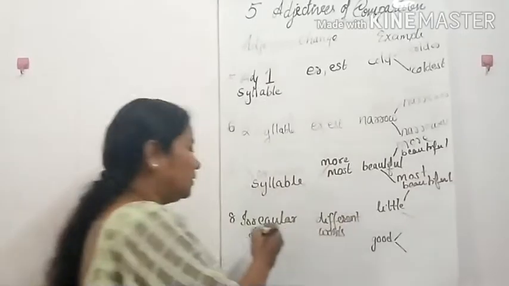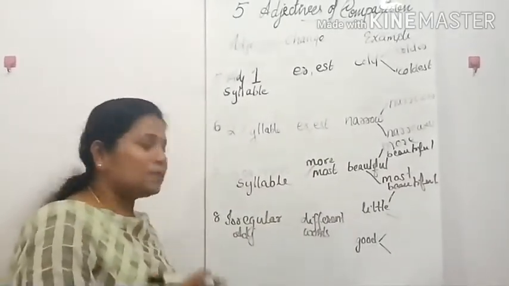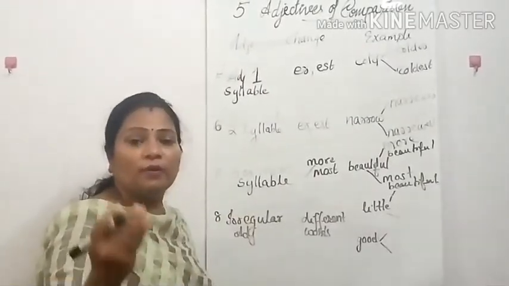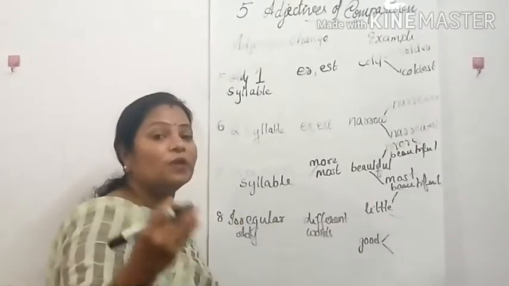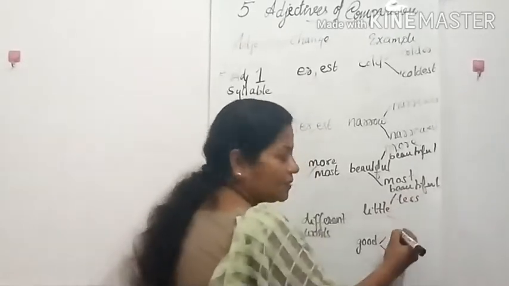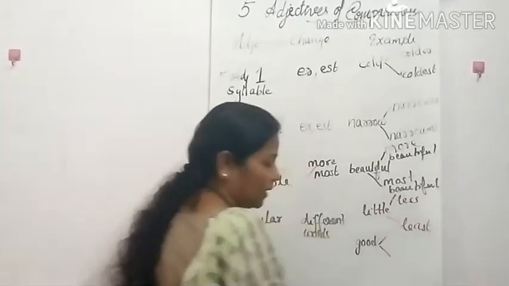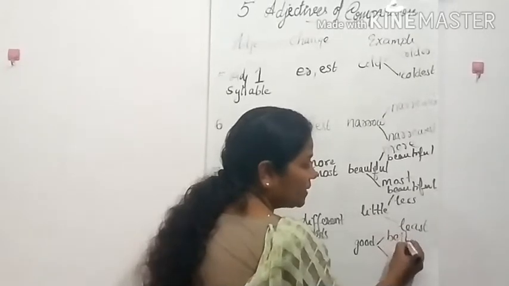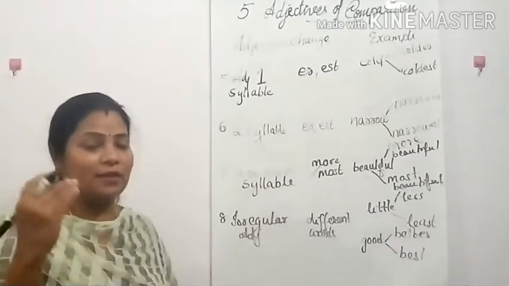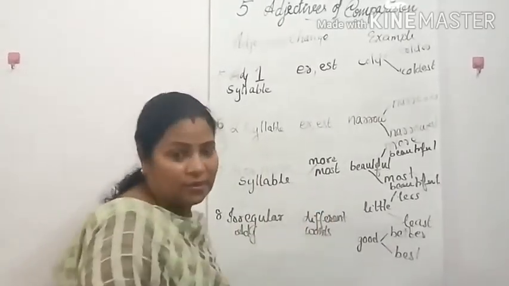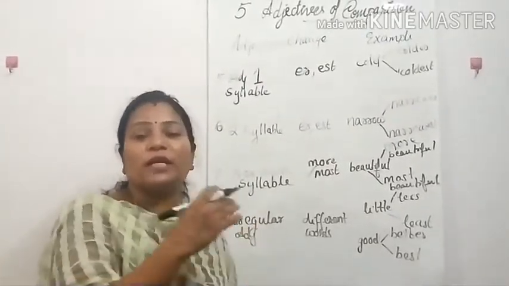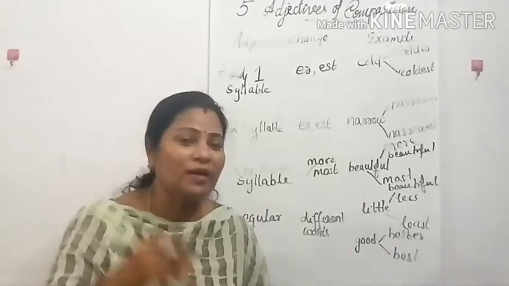Okay. Then we have irregular adjective. Means they don't follow any of these rules. They will have a different word. Okay. They will have a different word for comparative and superlative. Like for example, little, less. Then we have least, superlative. Good we have better. Okay. Best. We don't say gooder and goodest. It's wrong. Okay. We use better and best. So these are some of the examples, rules to change adjective into comparative and superlative.